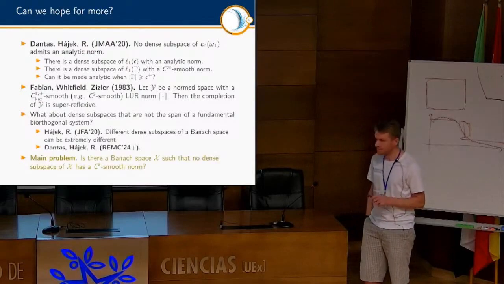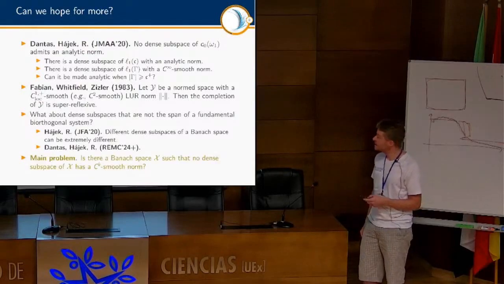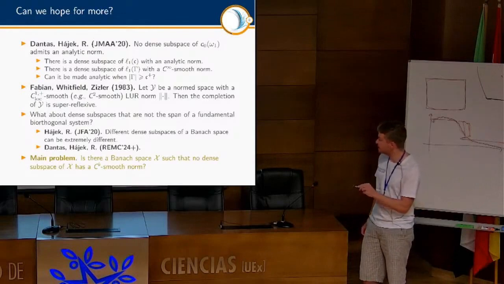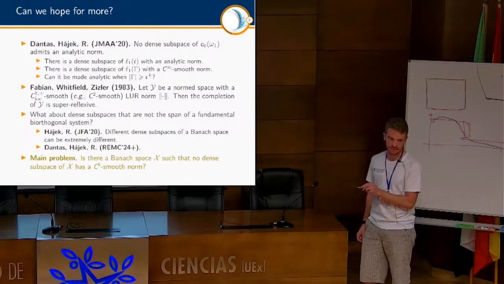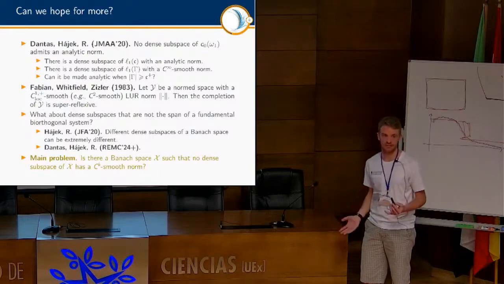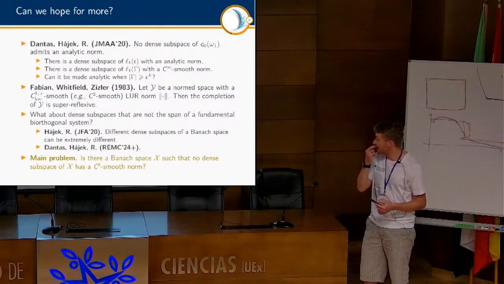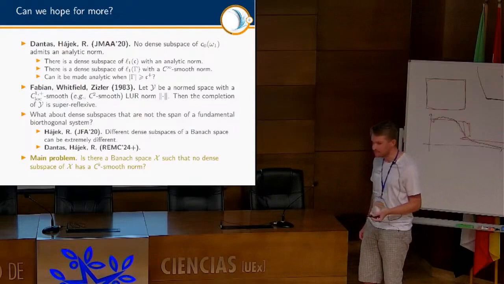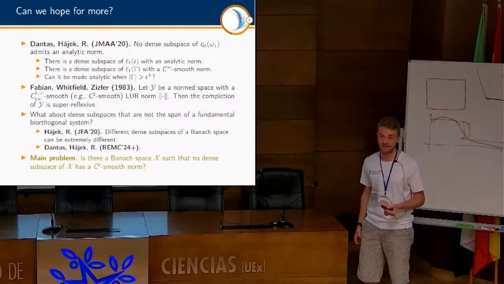The main problem for us is if you can destroy smoothness completely. Can you find a Banach space where no dense subspace has a differentiable norm? You give me a Banach space, and whichever subspace I try to construct, there is no differentiability. I think Peter has been working on this problem since we started this project. We failed miserably multiple times. We still believe it would be very nice to have a result and an answer.